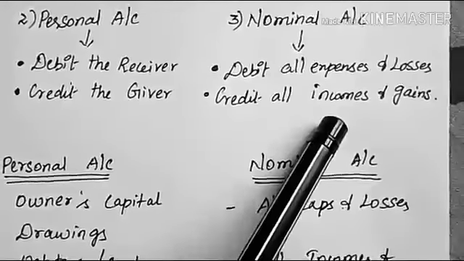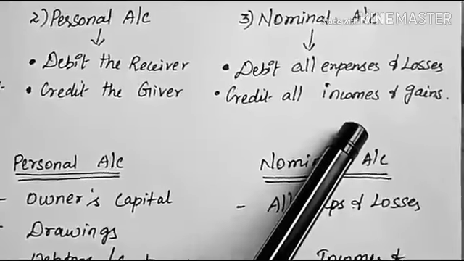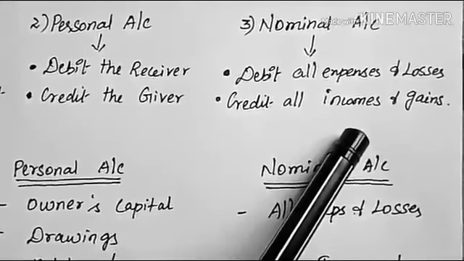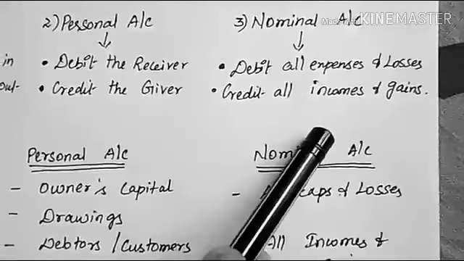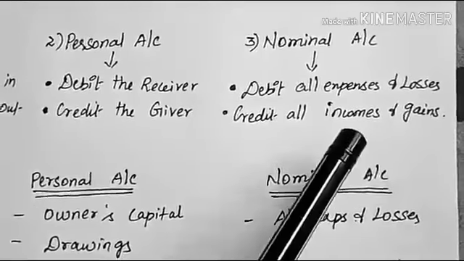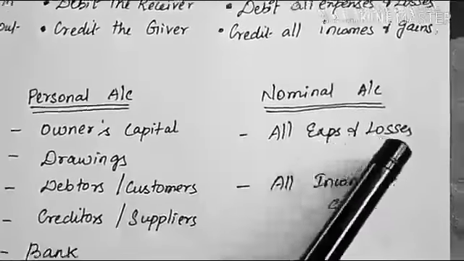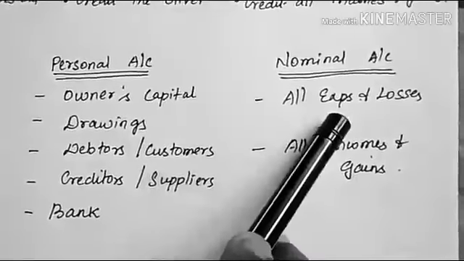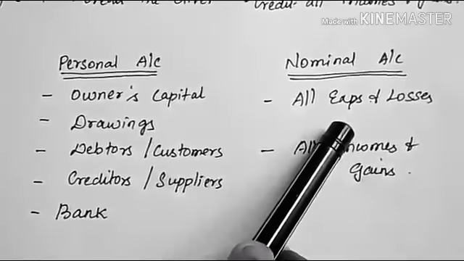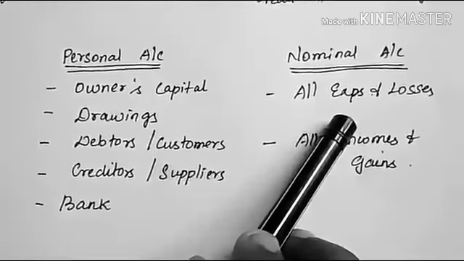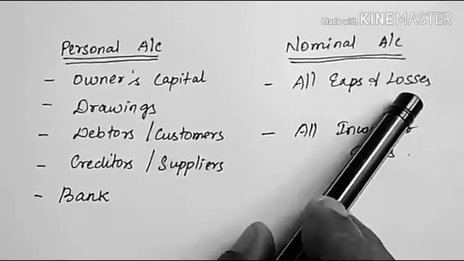Just refer to the profit and loss account. In the profit and loss account, we record all the expenses. All indirect expenses will be recorded on the debit side of the profit and loss account. All incomes and gains will be recorded on the credit side. In the same way, in nominal account, all the expenses and losses come under nominal account. For example, salary, rent paid, electricity charges, discount allowed, bad debts, all these are expenses and losses.